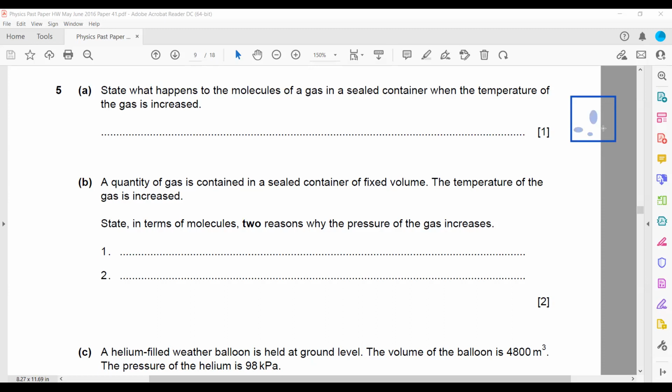So if the volume remains constant and we supply the heat energy, the molecules will move faster and they will exert more force on the walls, or they will collide with the wall much harder. So you can mention it will increase the kinetic energy, or the speed of the molecules increases, or you can also mention they will collide often with the wall.